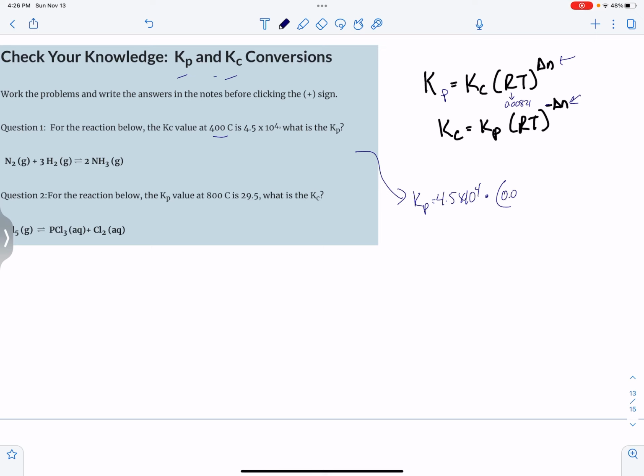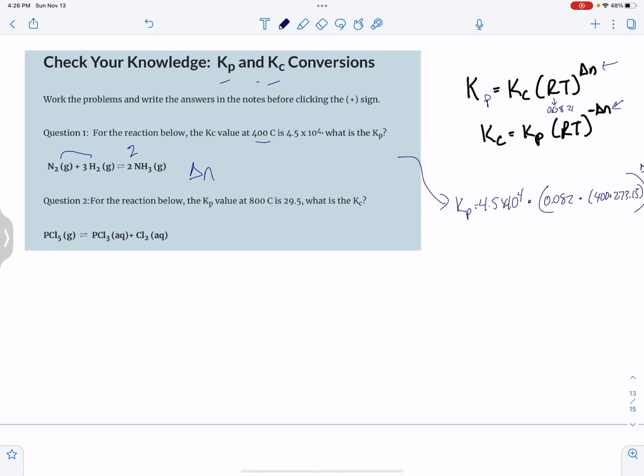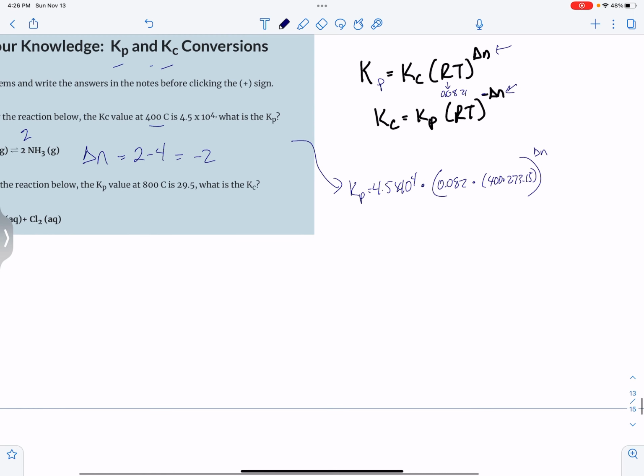So 0.0821, both times I wrote it wrong, it's just 0.0821. So 0.0821 times, and then my temperature is at 400 plus 273.15, and the whole thing is raised to the change of N. So let's double check for our change of N. So here's my products, and then my total moles of reactants is 4. So 2 minus 4 is negative 2. So my delta N over here is actually negative 2.